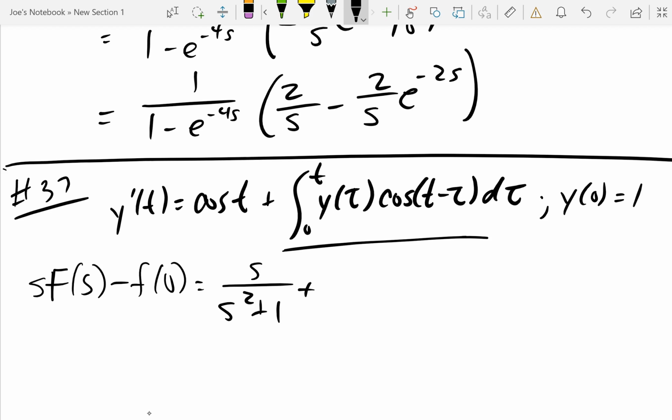And now we're going to hit this convolution integral. I don't know what y is, so its Laplace transform we're just going to write as F of s. The Laplace transform for just cosine, I don't need to worry about this as t minus tau. Remember, if this is the convolution integral, I'm going to treat these functions like they're just functions of t and look at their Laplace transforms. So this will be F of s times s over s squared plus 1.